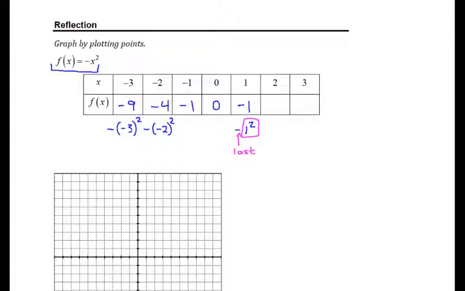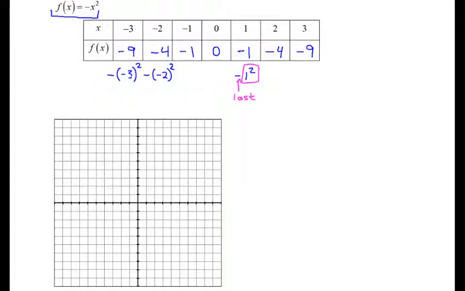So all of these do come out to be negative, well, except for 0, which has no sign. And we can now plot these points to see what the graph looks like. -3, -9; -2, -4; -1, -1; 0, 0; 1, -1; 2, -4; and 3, -9. Connecting these points, we can see that we get a parabola, and this parabola opens down.